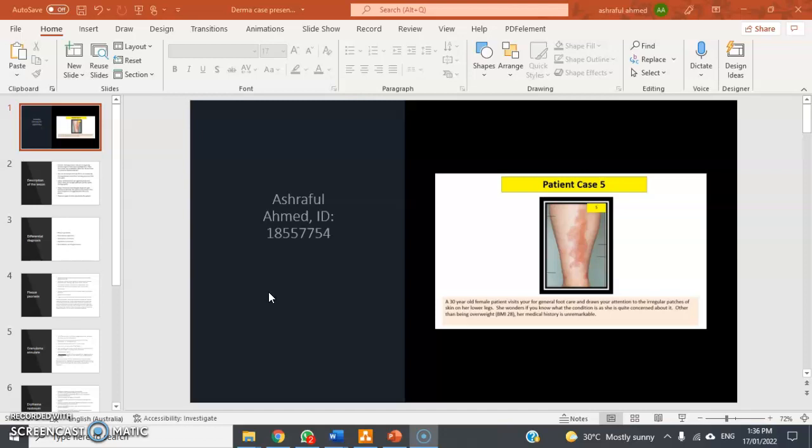A 30-year-old female patient visits your general foot care clinic and draws your attention to irregular patches of skin on her lower legs. She wonders if you know what the condition is, as she is quite concerned about it. Other than being overweight, BMI 28, her medical history is unremarkable.